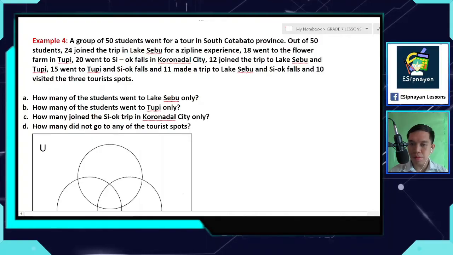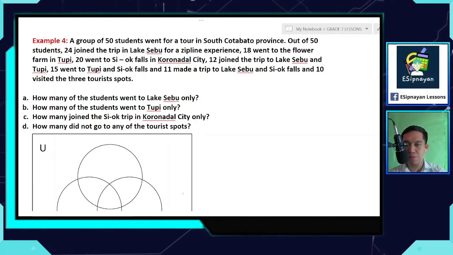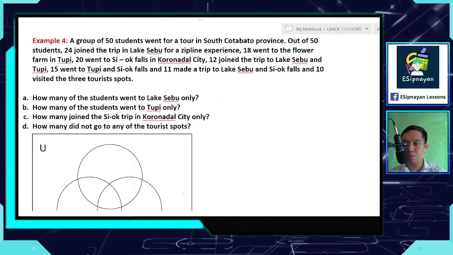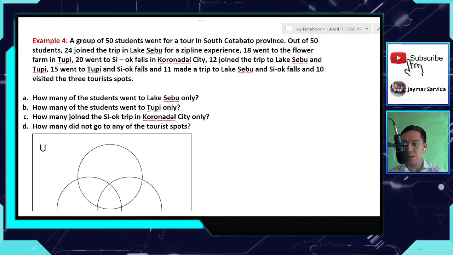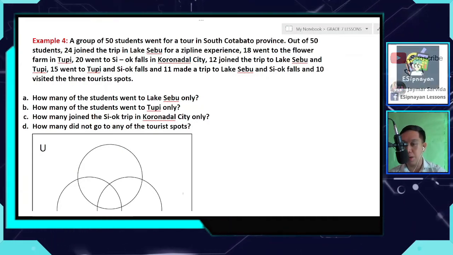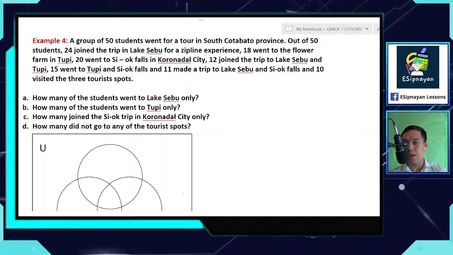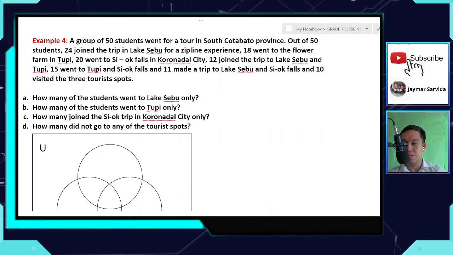So, for example number 4, we have a group of 50 students went for a tour in South Cotabato Province. Out of 50 students, 24 joined the trip in Lake Cebu for a zip line experience, and 18 went to the flower farm in Tupi. Then 20 went to Siok Falls in Coronadal City. 12 joined the trip to Lake Cebu and Tupi. Then 15 went to Tupi and Siok Falls, and 11 made a trip to Lake Cebu and Siok Falls, and 10 visited the 3 tourist spots.